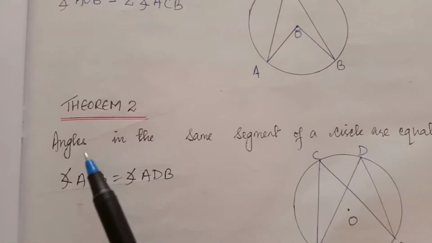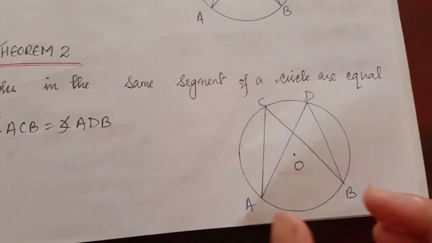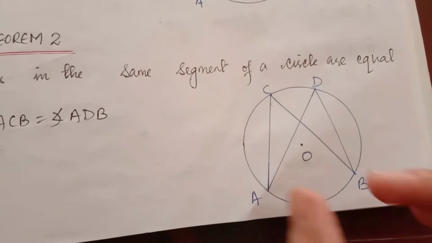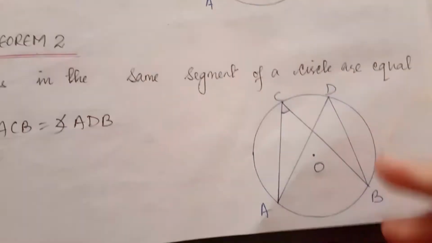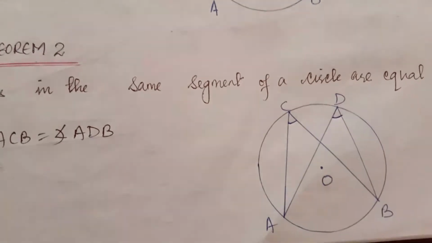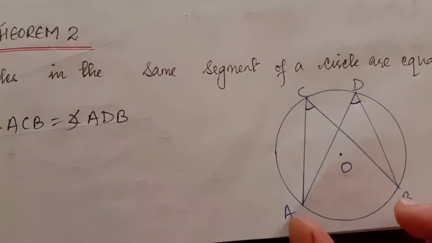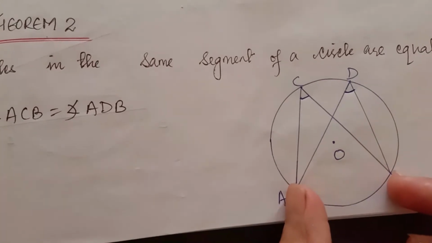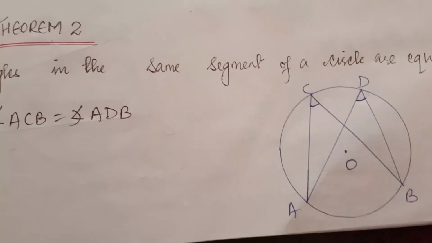Now the second theorem: angles in the same segment of a circle are always equal. If we consider this segment, this part of a circle, then this part subtends an angle here at C and the same segment subtends an angle here at D. So these two angles are always equal. If this is 40 degrees, this is also 40 degrees, but these two angles must lie in the same segment of a circle. So this segment subtends an angle here at C and D, and these two angles are always equal.